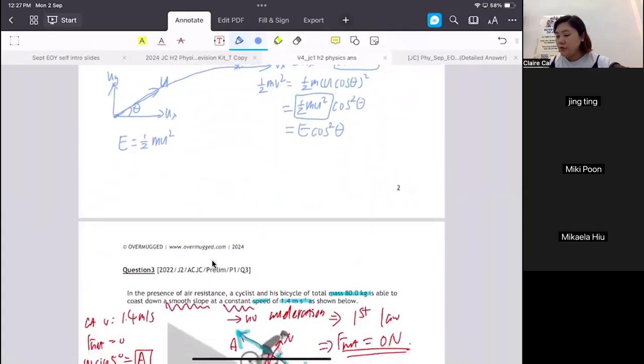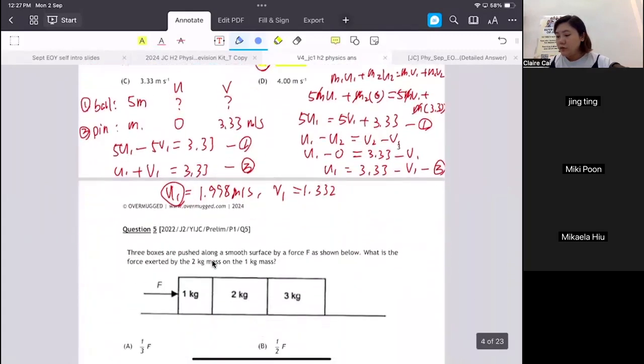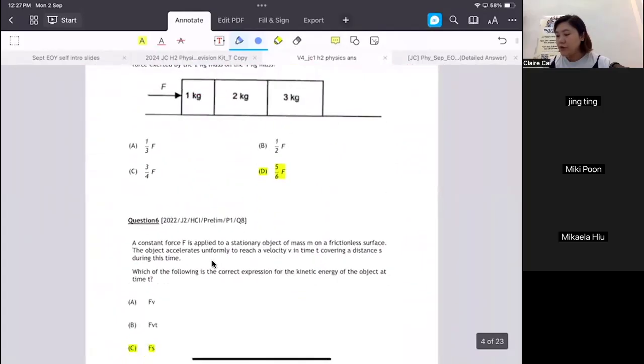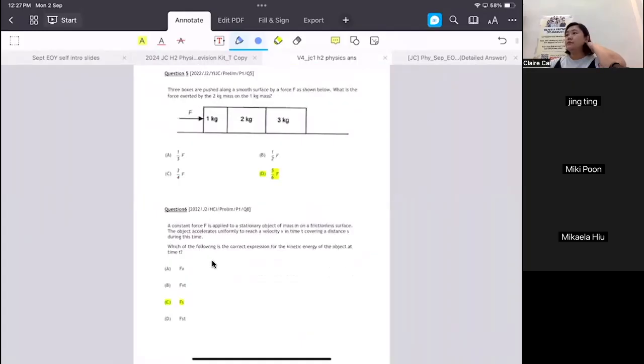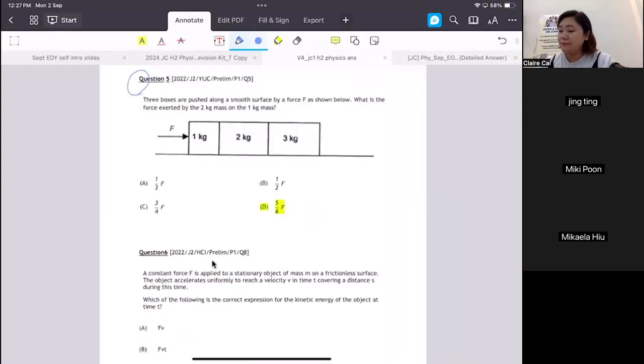Okay, next page. Okay, 3 and 4 will go through already. Okay, question 5 and question 6. 5. Any call for 6? No. Okay. 6 also. Okay.